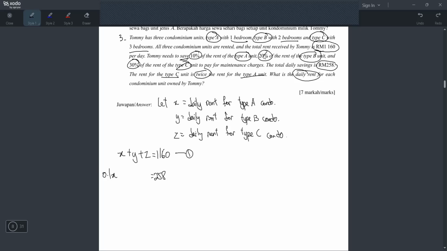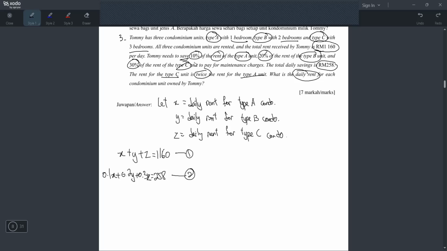And then plus 20% of B, which is 0.2Y. And then 30% for C, which is 0.3Z. And then the total saving is 258, right? And this is equation 2. We can do it like this because they are saving from the total rent, and XYZ is already the rent. So yeah, this is how you do it, right?